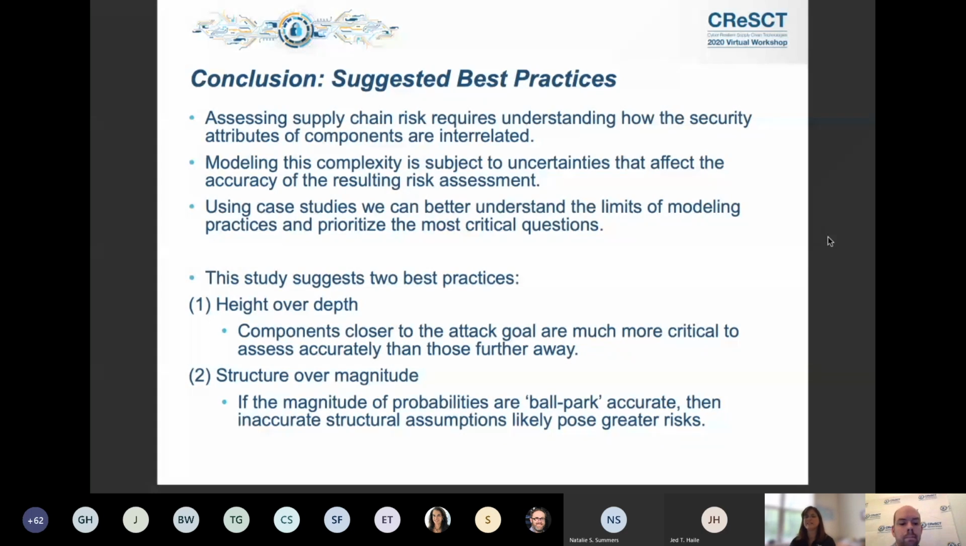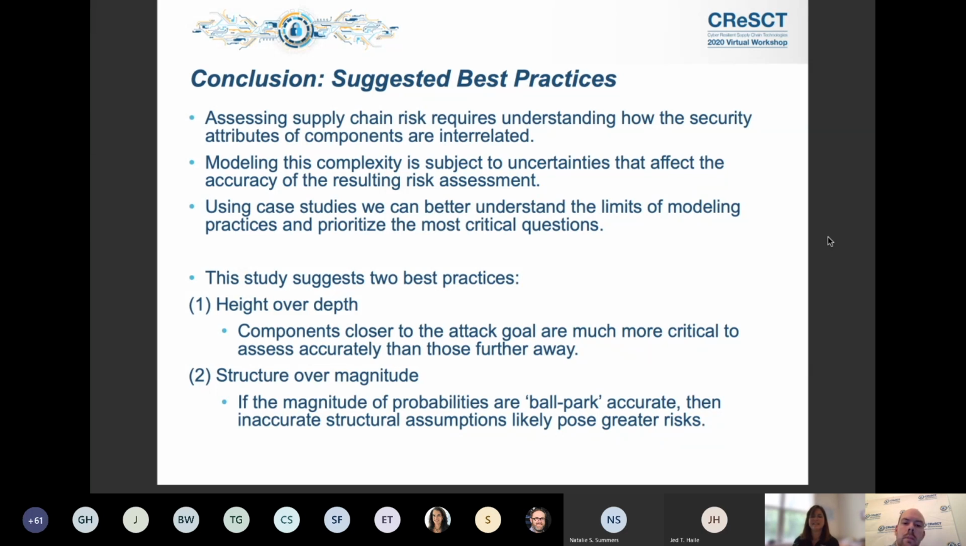Oh, goody, here comes a question. Is there any plan to apply, this is from Joseph Barnes, is there any plan to apply this model to a known supply chain compromise to see if it correctly predicted what was targeted by the attacker?